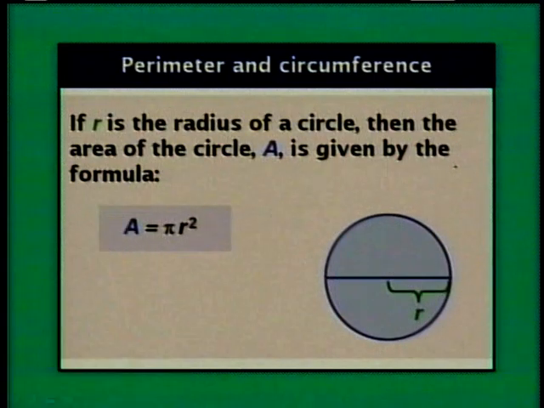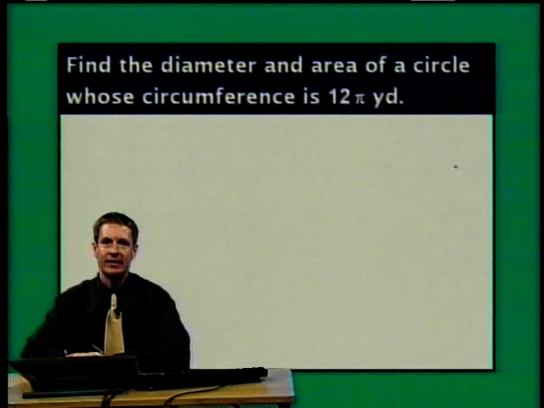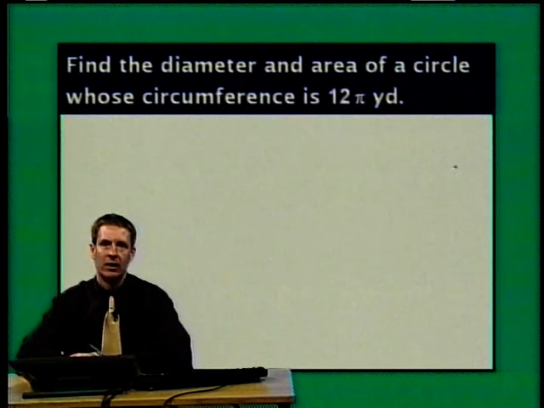One more formula. If r is the radius of a circle, then the area of the circle A is given by the formula A equals pi r squared. The ancient Greek mathematicians got obsessed with this issue, and somebody finally figured out the answer to the question. The area is pi r squared. So let's do one last example. Let's find the diameter and area of a circle whose circumference is 12 pi yards.